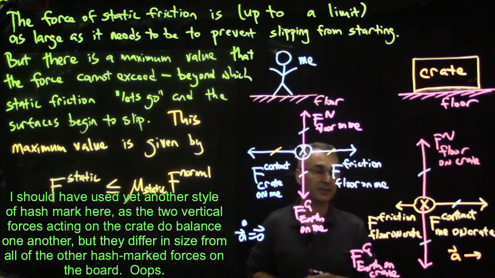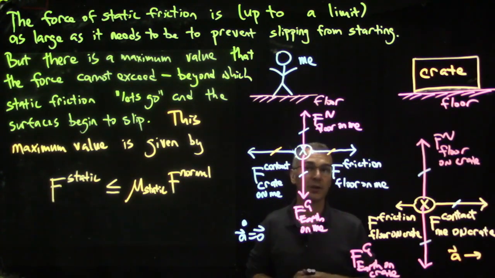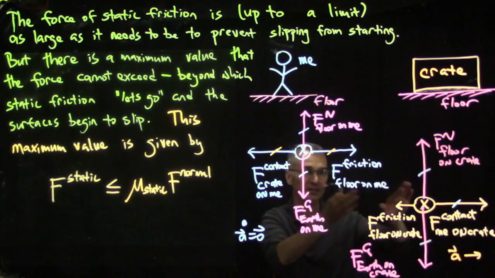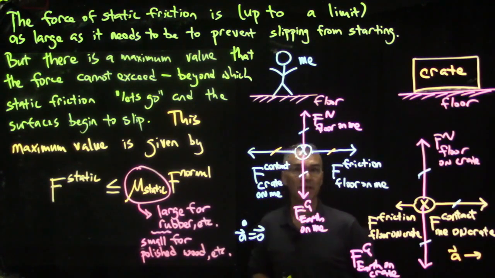The crate is only accelerating in the horizontal direction. And we know that just by observation: the crate is not falling through the floor and it's not jumping up and down on the floor. It's just sliding to the right when I push on it. So we've now drawn a more complicated diagram, but we might not yet have really explained to your satisfaction why the crate slips and I do not.